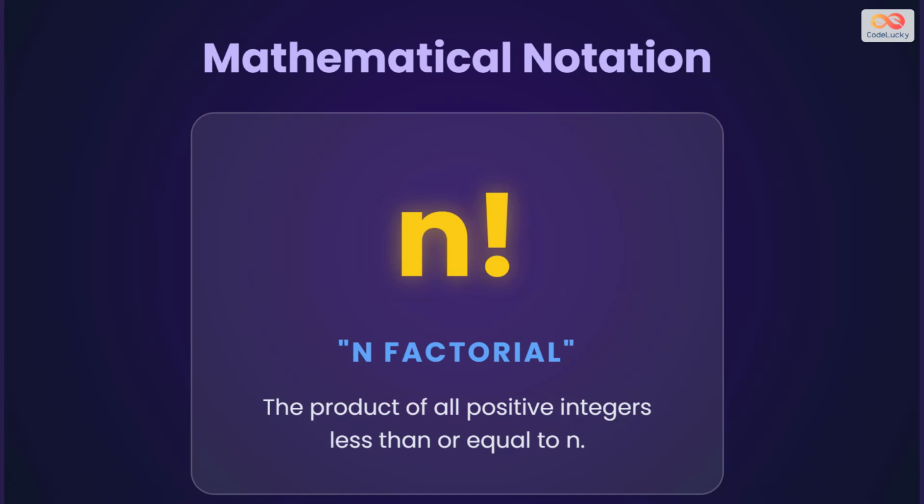This pattern of multiplying decreasing integers appears so often in mathematics that it has its own symbol. It is written as n followed by an exclamation mark, and it is read as n factorial. It represents the product of all positive integers from n down to 1.